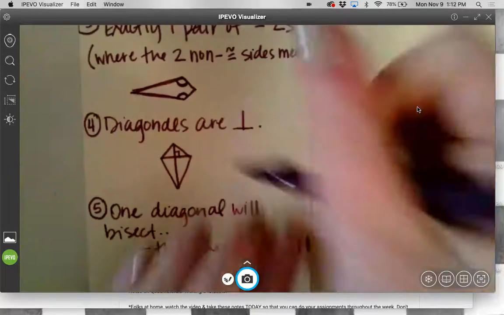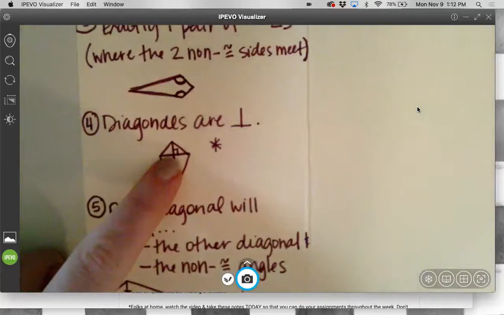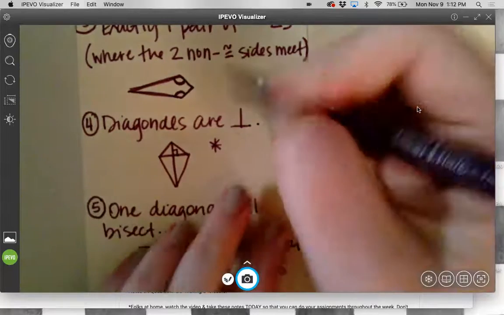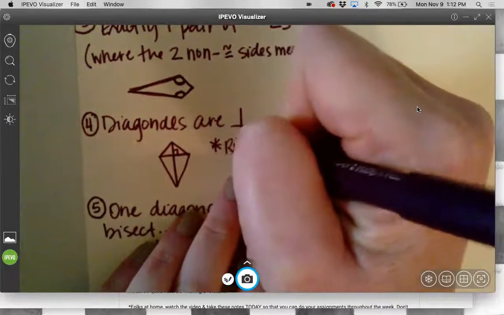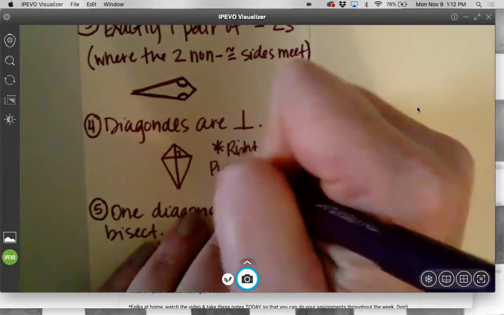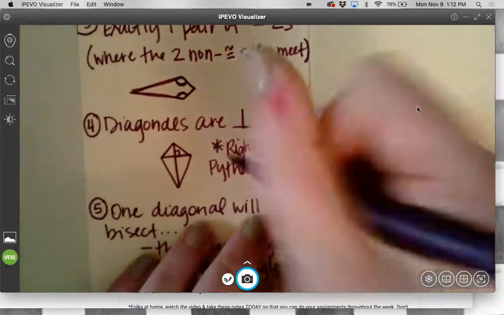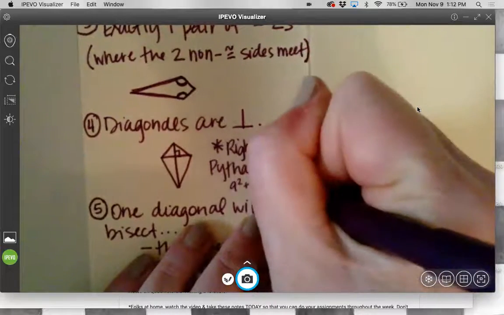Also forgot up here, anywhere that you have a perpendicular, you're going to be able to use Pythagorean theorem. So we're going to put one more time, right triangles and Pythagorean theorem. A squared plus B squared equals C squared.